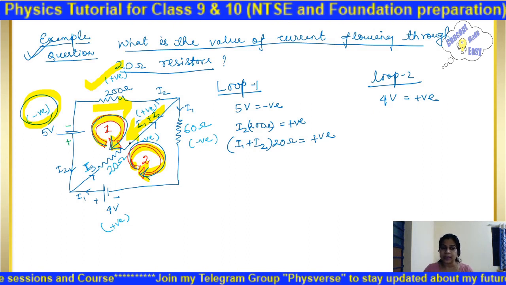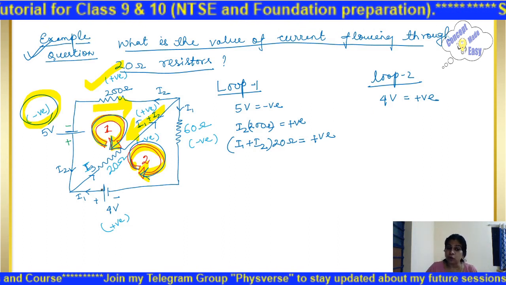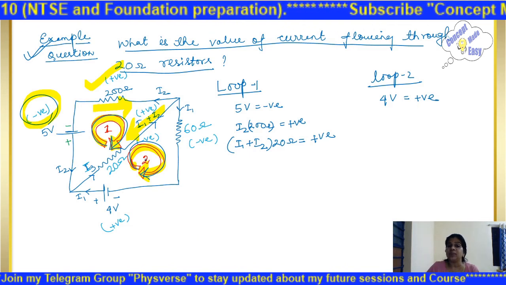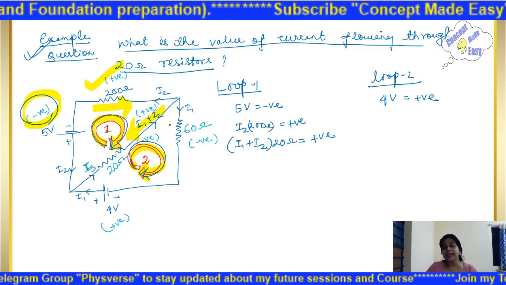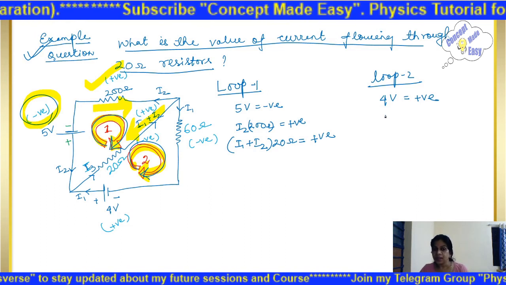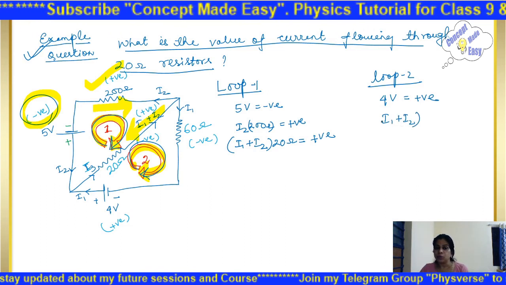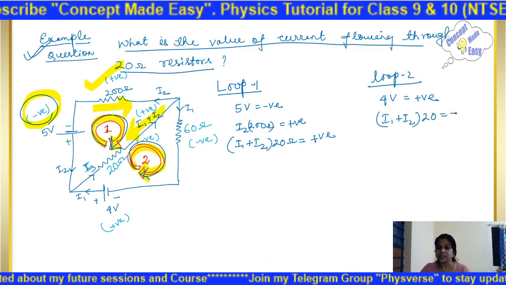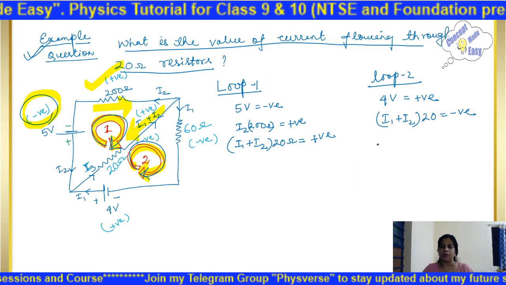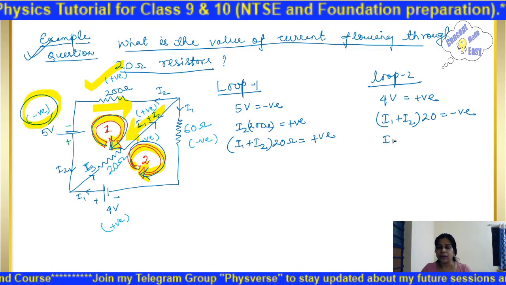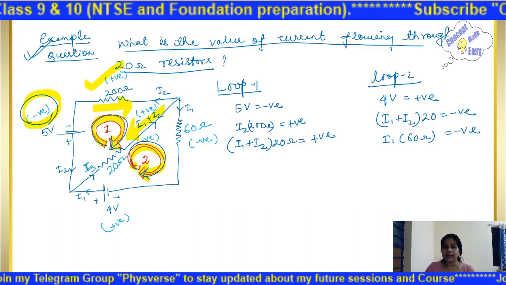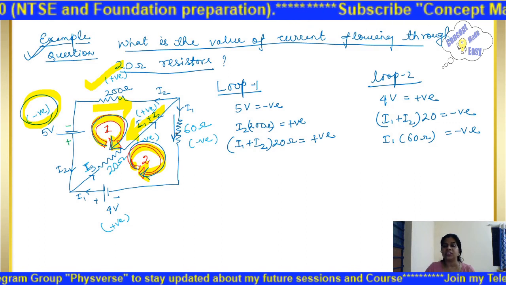So you can say current for loop 2 is in this direction. Current is in this direction and motion is also in this direction. For loop 2, I can say this I1 plus I2 multiplied with 20 is negative. This is positive here, but negative here, depending on the loop direction. And I1 multiplied with 60 ohm is also negative, because the current is in this direction and the loop is also in this direction. That's why this is positive.